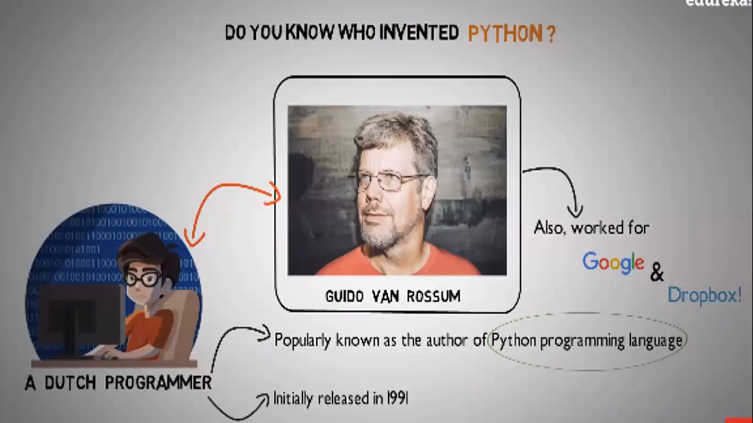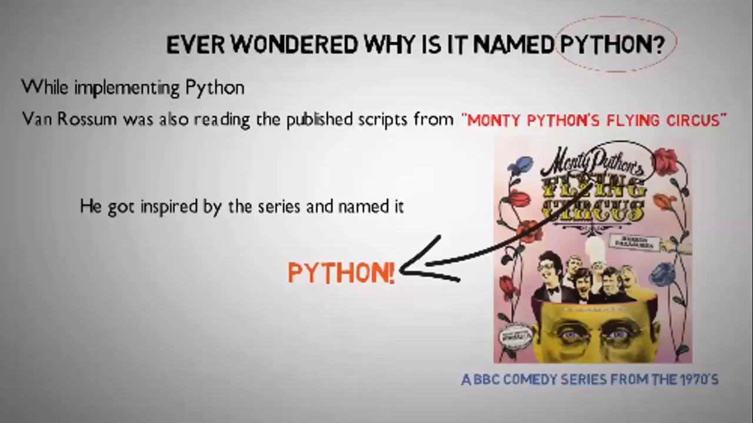This is the person who developed Python. Why did he give it the name Python? Because when he was developing this software, he was reading a magazine. The magazine's name was Monty Python. Based on this magazine name, he gave the software the name Python too.